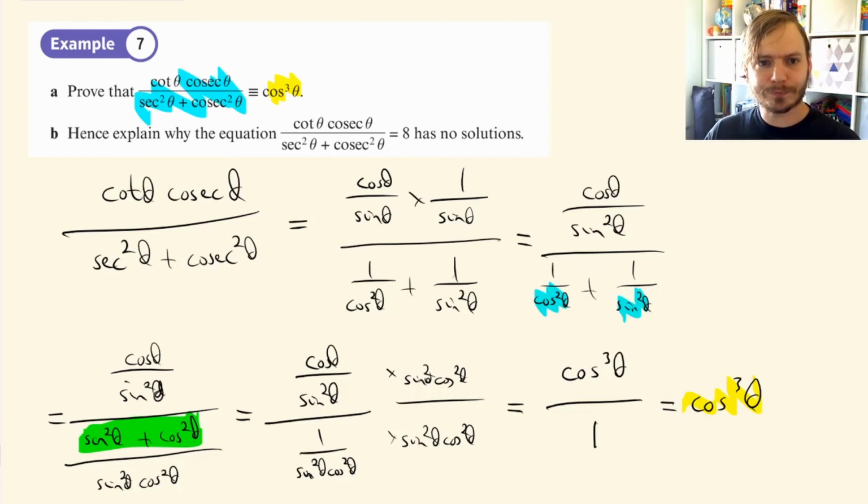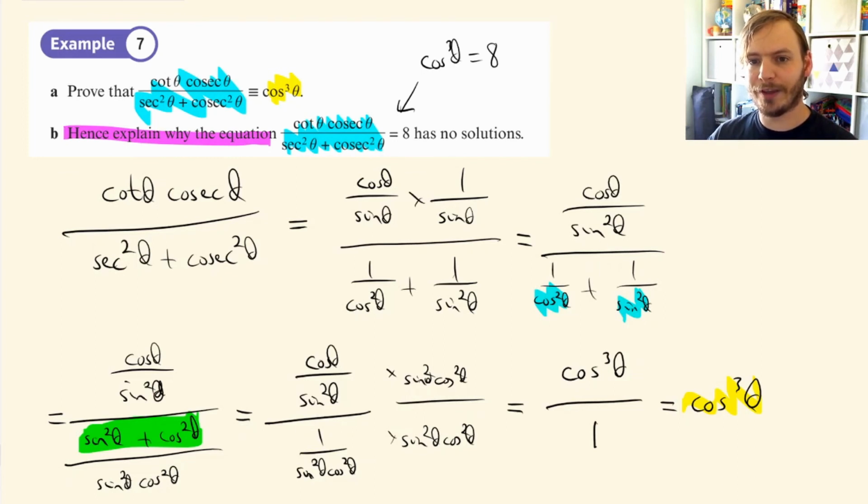Part B then says, hence explain why. Well, hence means use the first part, and hopefully you can see that this is our left hand side from before. So what we're being asked to actually say is, why does cos cubed theta equals 8 have no solutions? Well, in order to solve this, I'd need to cube root this, and the cube root would give us cos theta equals 2, and that is impossible.